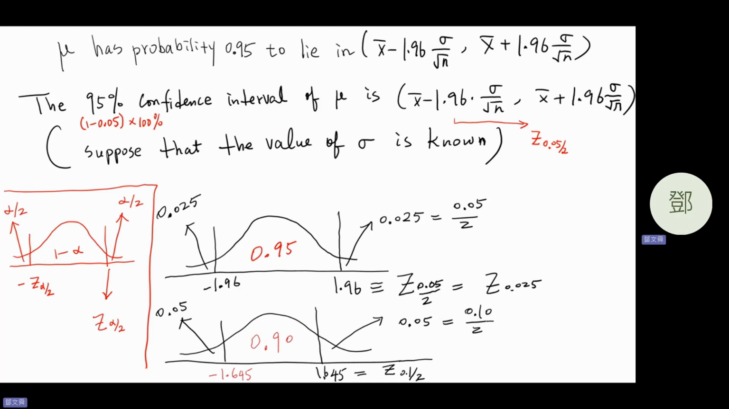This means that we have 95% confidence that the true value of mu will lie within this interval, from negative to positive 1.96. Okay? And how do we interpret the 95%?